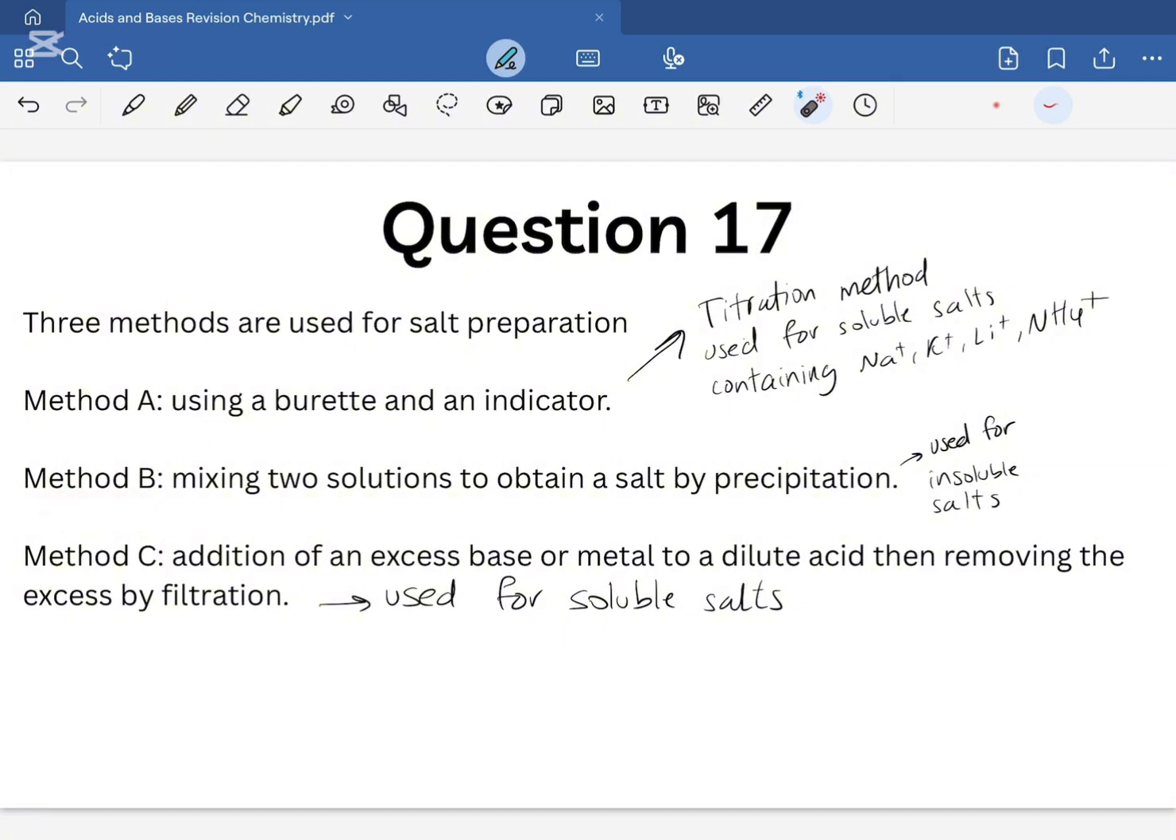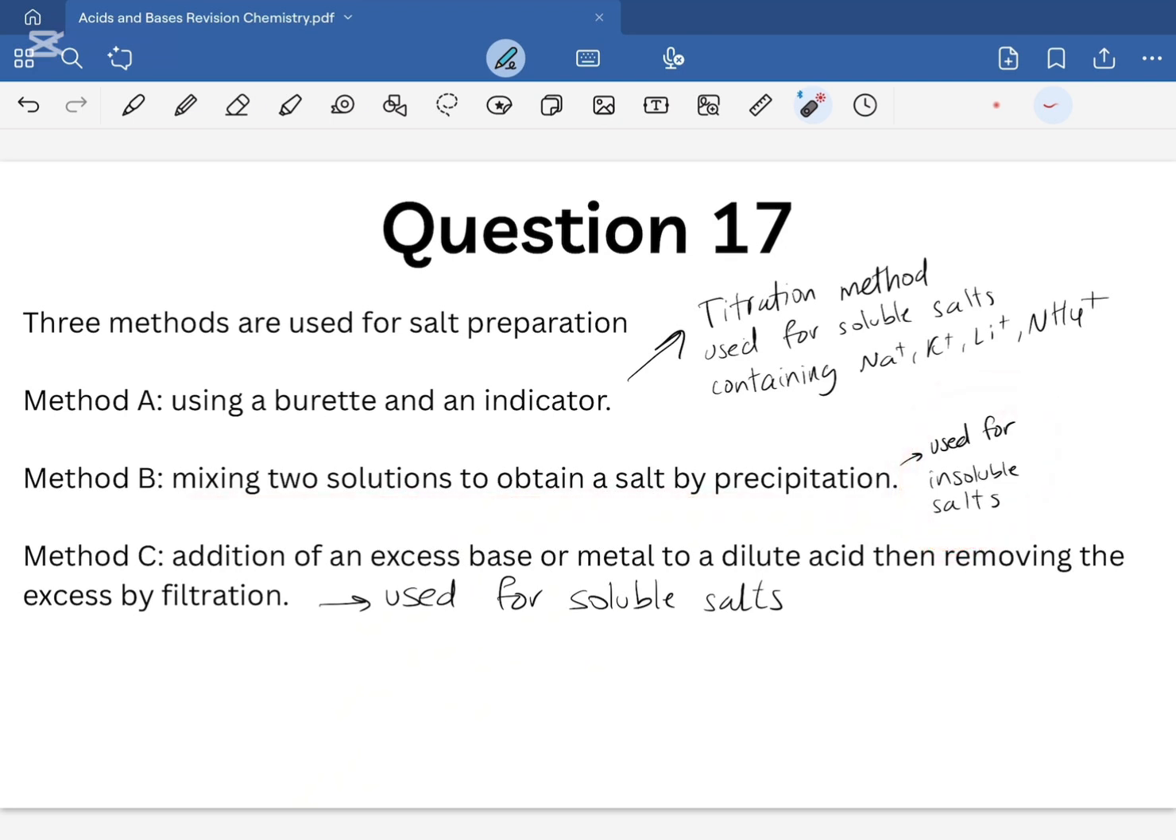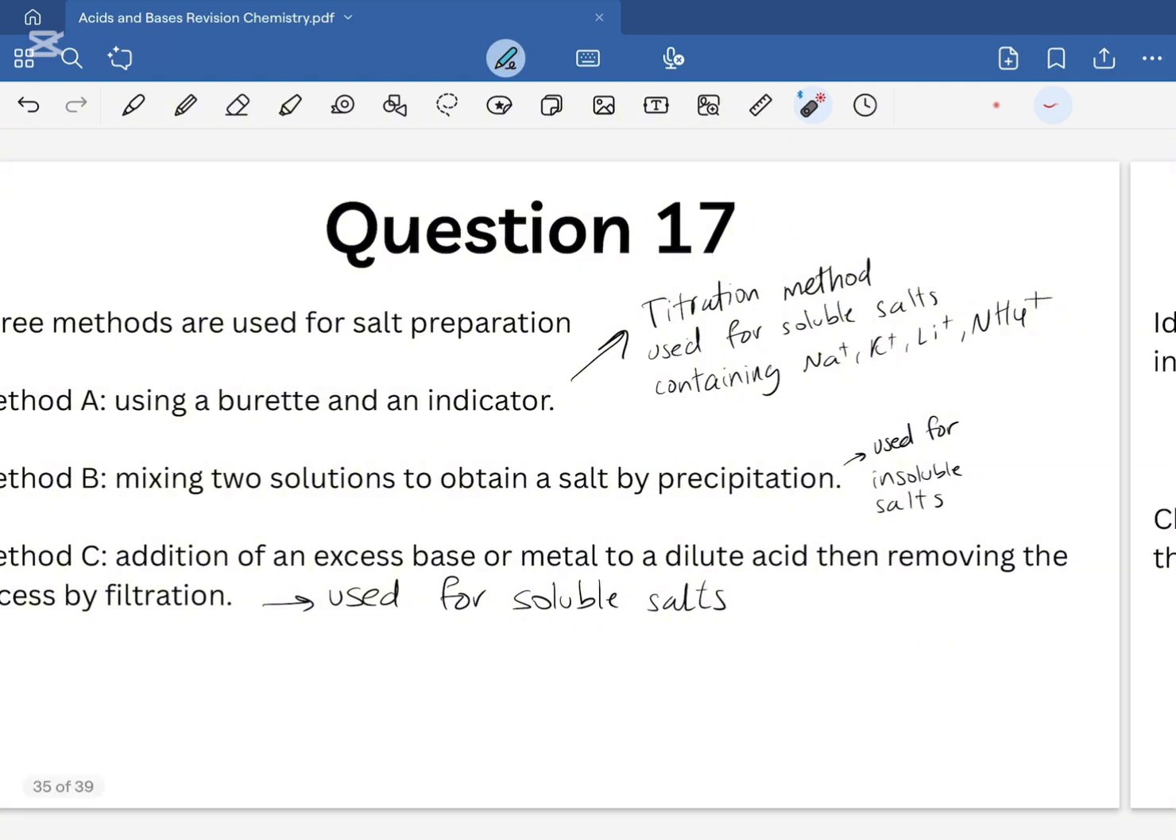Method B is done when we mix 2 solutions to obtain a salt by precipitation, and this is actually used for insoluble salt. Method C is the addition of excess base or metal to a dilute acid. We refer to this as the excess method, and it is used for soluble salt. These soluble salts do not contain Na+, K+, Li+, or NH4+.